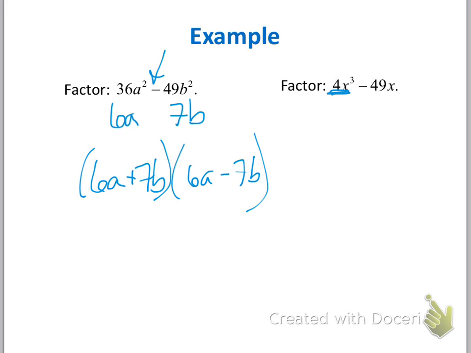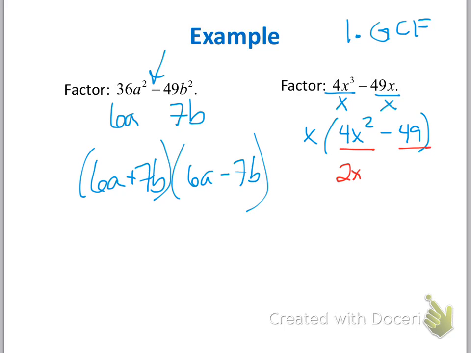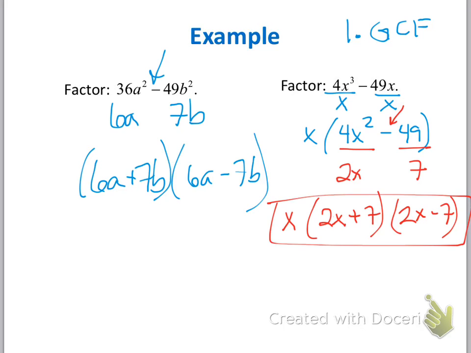Now, is that a number squared? It's not. Remember to go back to our steps for factoring. And the first thing that we should always test for is a GCF. In this case, we have a GCF of x. So we're going to factor out the x first. Now, is that a number squared? Yes. Is that a number squared? Yes. Is that a subtraction? Yes. So we keep the x on the outside. We've got 2x plus 7 and 2x minus 7. And that's your final answer.